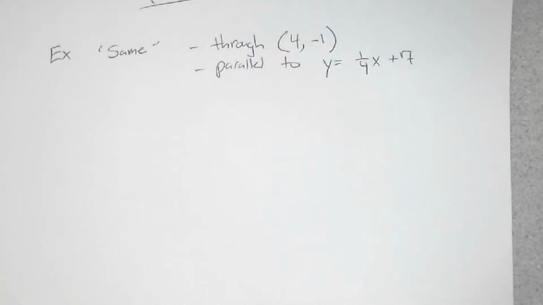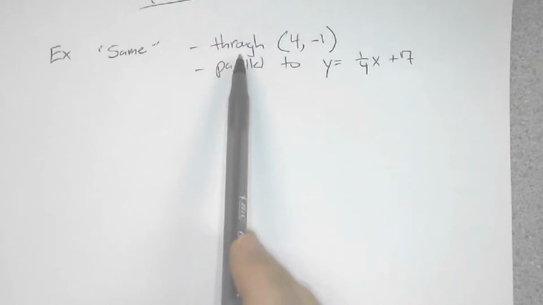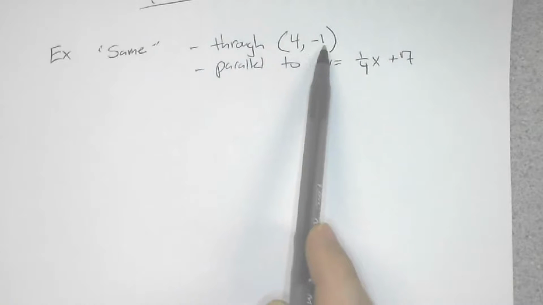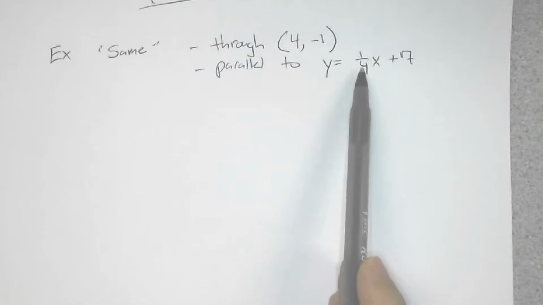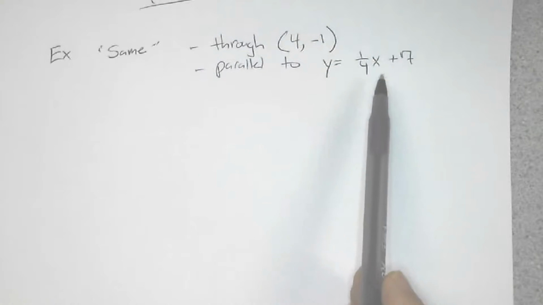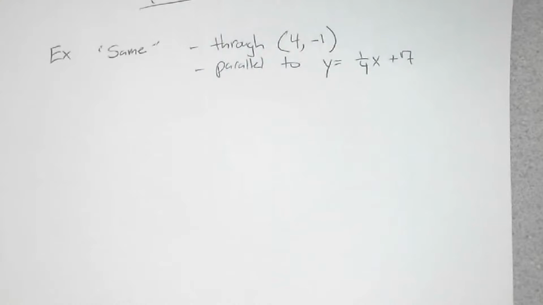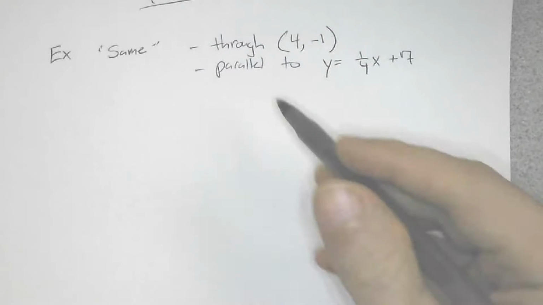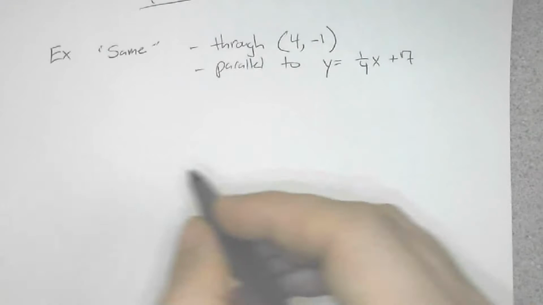Now, let's try another one. Same exact directions, except this time we're going to go through (4, -1) and parallel to y equals 1/4 x plus 7. Now, if you want to try this on your own, pause the video, press play when you think you have the answer. If you want to just watch along, that's fine too.